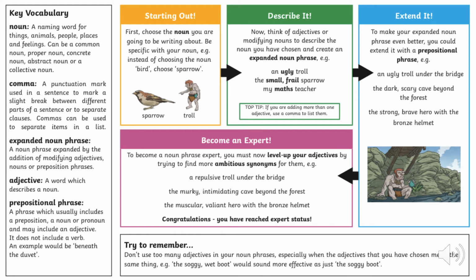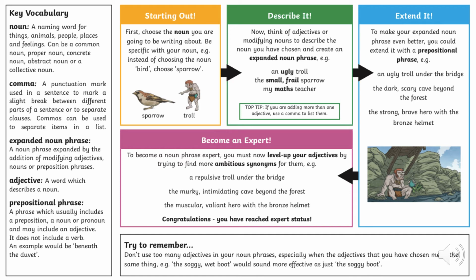And finally, to become an expert, you must now level up your adjectives by trying to find more ambitious synonyms for them. So instead of a horrible troll, a repulsive troll under the bridge. The murky, intimidating cave beyond the forest. The muscular, valiant hero with the bronze helmet.